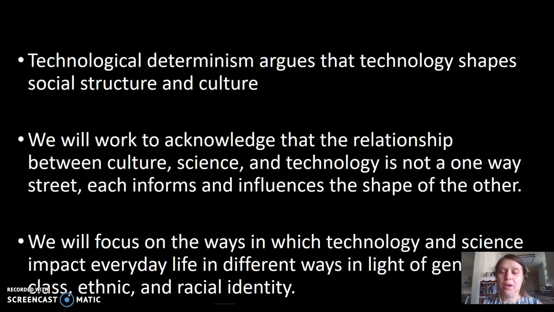And it is those relationships that are complex, that are fraught, that are fascinating, that we're going to spend our time thinking about. And in particular, we're going to focus on the ways in which technology and science impacts everyday life in different ways in light of aspects of gender, class, ethnic, and racial identity as well. Science and technology don't mean the same thing depending on who you are or when you are as well.